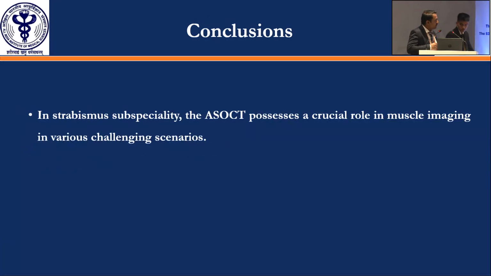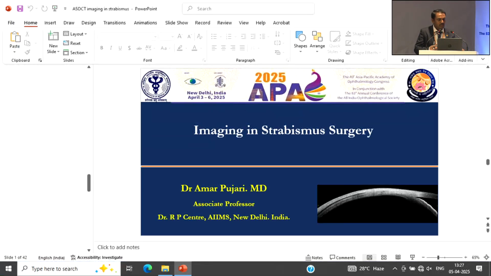So in strabismus subspecialty, we can use AIOS2 for different conditions, including resurgery, muscle slippage, and other challenging scenarios.